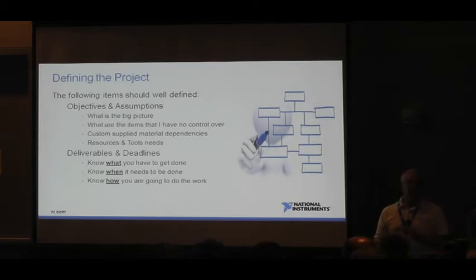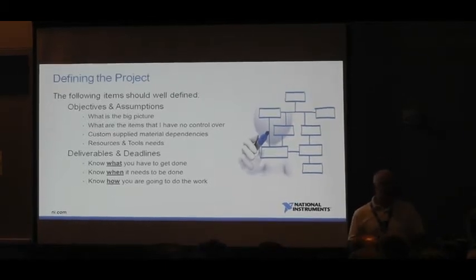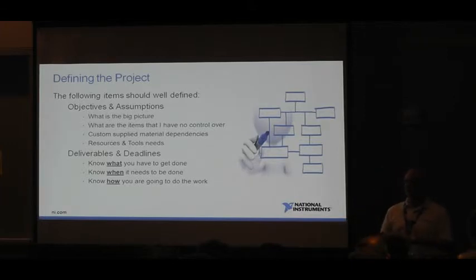So, as you think about the objectives and assumptions that you want to identify in your project, I'm going to look at the big picture and make sure that everybody in your team understands what the project is about. You also want to identify items that you don't have control over. So, for example, if there are long lead items that you have to purchase, or maybe there are specialty connectors that you've got to interface to a device under test, those kinds of things. Identify those early on so you can try to mitigate the risk those might present.